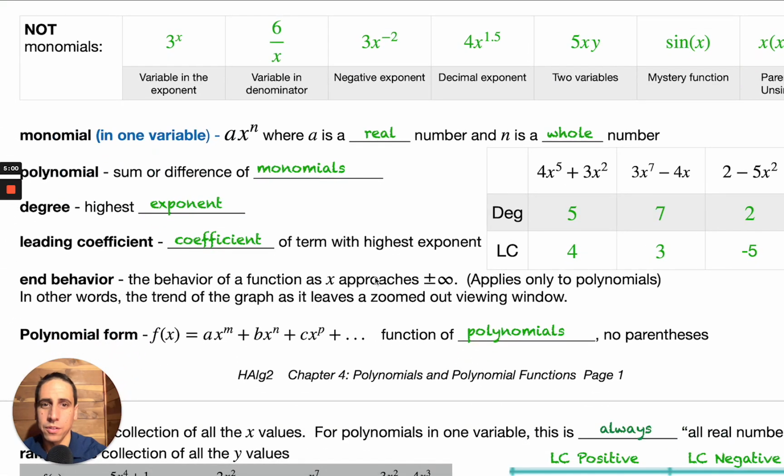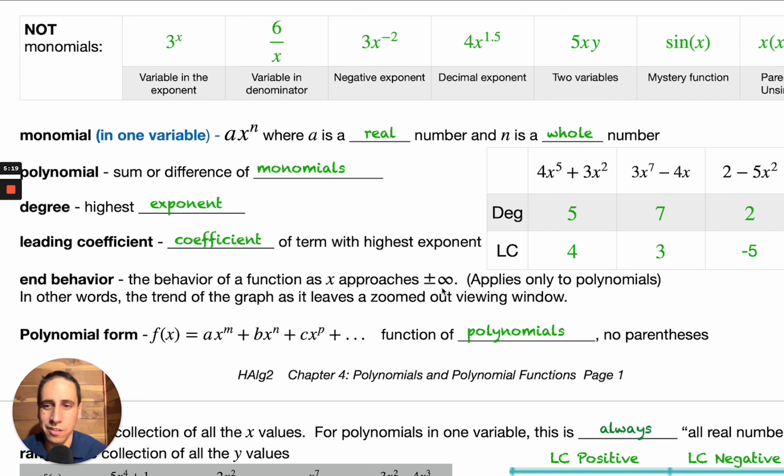So end behavior is going to be kind of a new thing. We're going to talk about the end behavior of these polynomials, and it's the behavior of the function as x approaches positive or negative infinity. This really only applies to polynomials, but we've seen this concept before. In other words, it's the trend of the graph as it leaves a zoomed out viewing window.